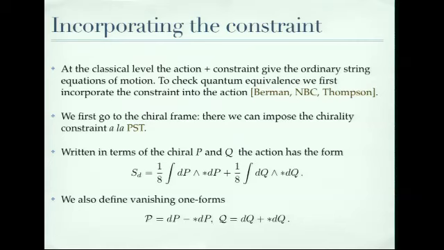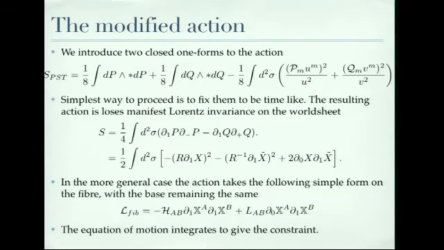And we can just rewrite the action in terms of this. This is just a rewriting of the action that we started with. And now these one forms, curly P and Q, are vanishing because of the constraint. We basically like to impose these with a Lagrange multiplier, but it's slightly more complicated than that, the PST method. We introduce these two closed one forms, U and V, and then some PST gauge symmetry, but we fix that by choosing these to be time-like.